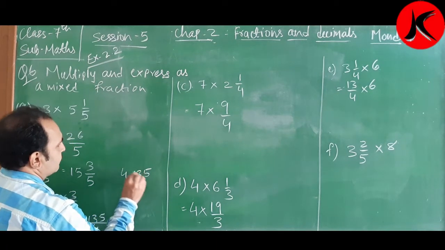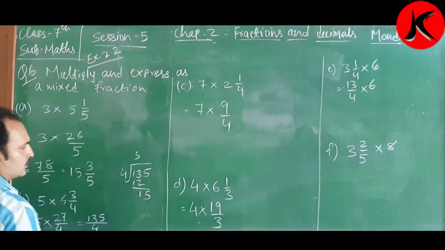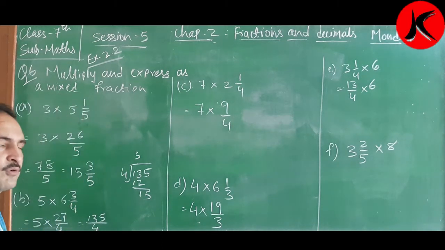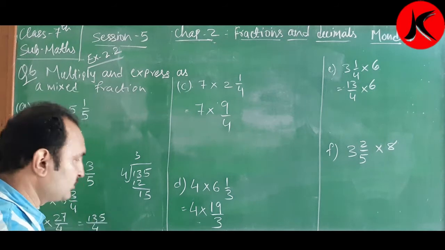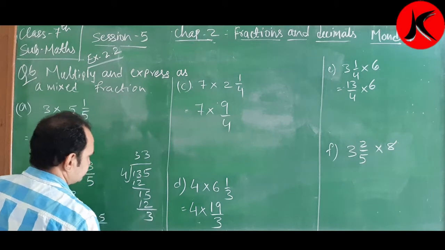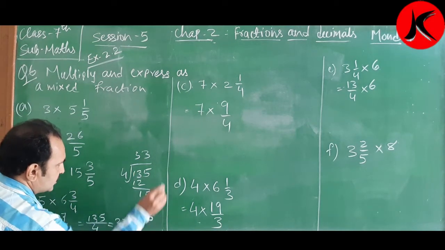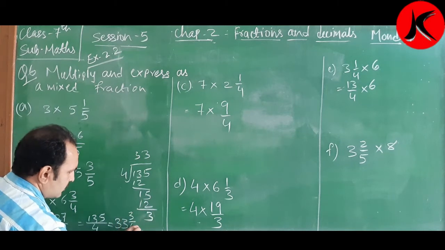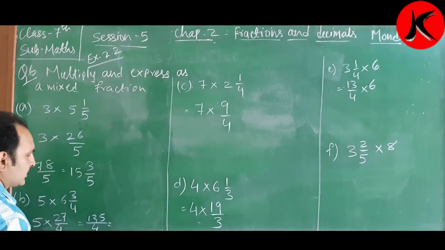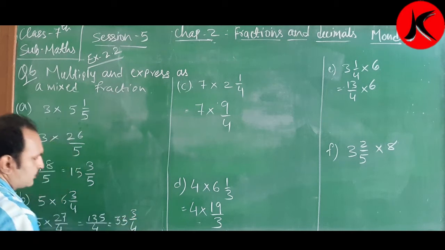Divide करो 135 को 4 से. 4 3s are 12, 3 minus 2 is 1. Again 15 है, 15, okay, 4 4s are 16 हो जाता है, तो 4 is not possible, 4 3s are again 12, 15 minus 12 is 3. So the answer is 33 integer 3 upon 4. Okay, I've added again 33 integer 3 upon 4.